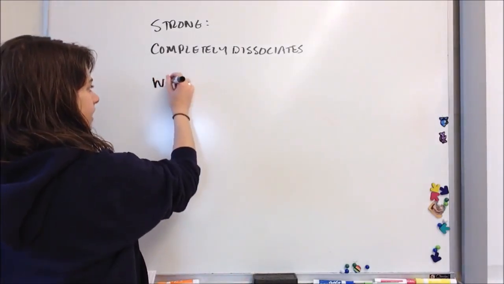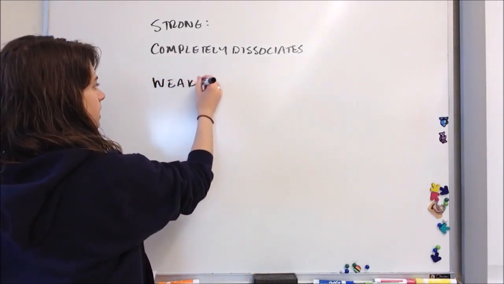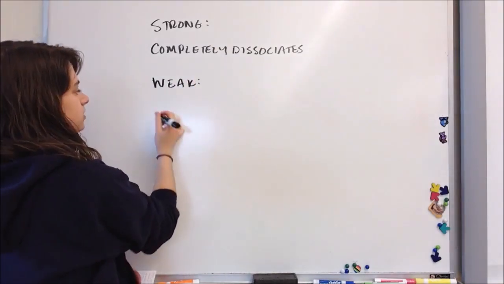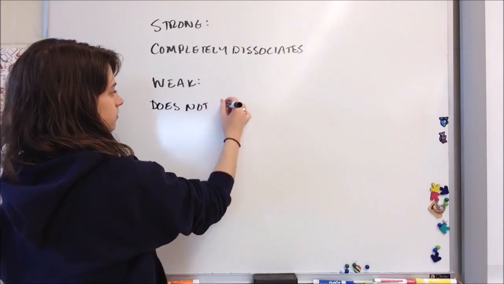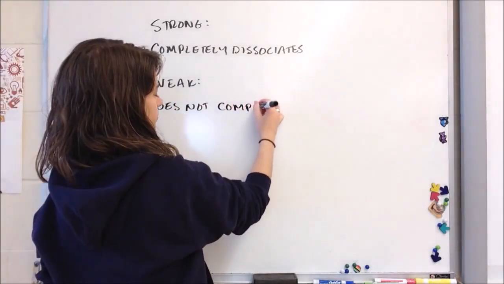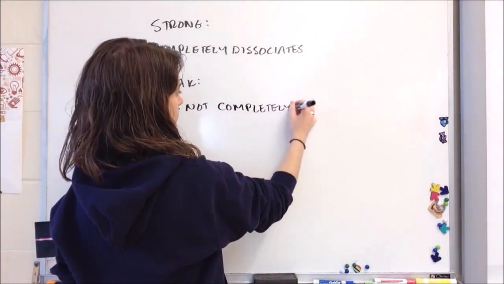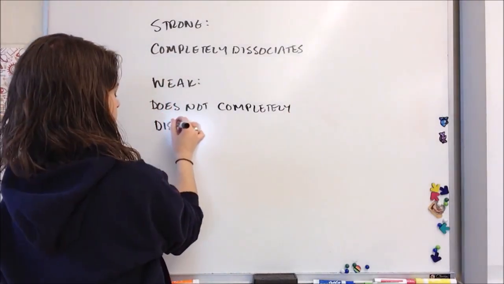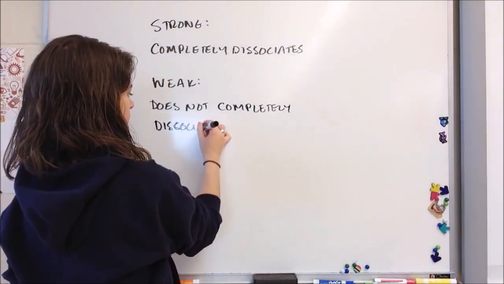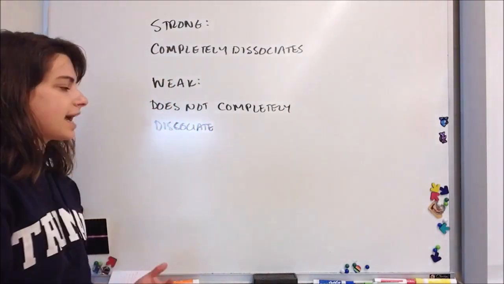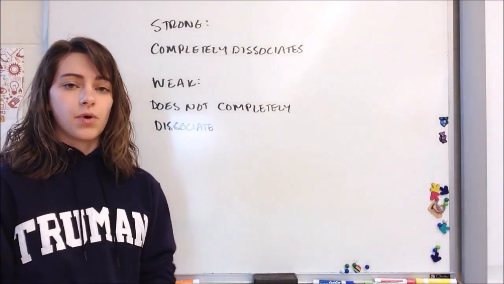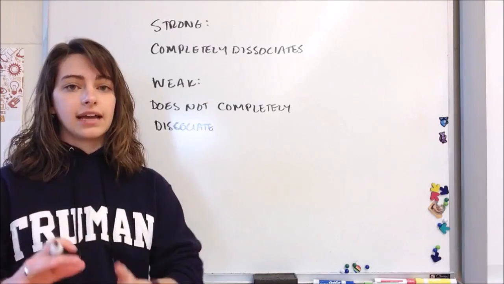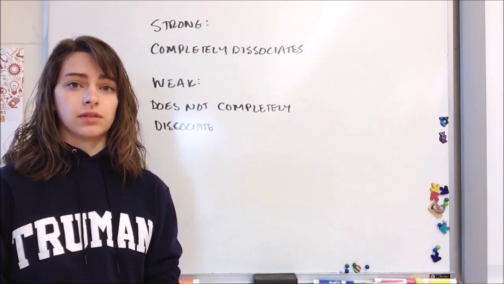If something is weak, whether it's a weak acid or a weak base, it's not going to completely dissociate. So a weak acid or a weak base does not completely dissociate. This means that you're going to see both the original compound and the 2 ions in solution.